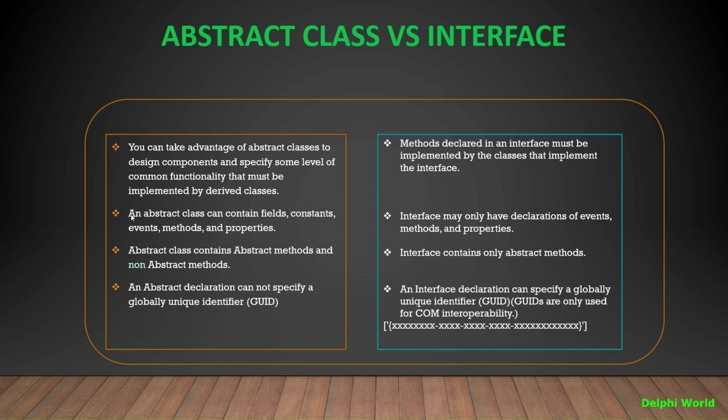An abstract class contains abstract methods and non-abstract methods also. An interface contains only abstract methods. So that is called pure abstract. We can say that an interface is pure abstract. An abstract class declaration cannot specify a globally unique identifier, so we don't have this GUID concept. But an interface declaration can have a globally unique identifier, GUID. And GUID can be used for COM interoperability.